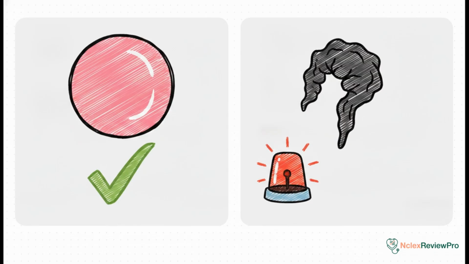When we're checking an ostomy, color is going to be your absolute best indicator of tissue health. An expected healthy stoma is red or pink and moist.